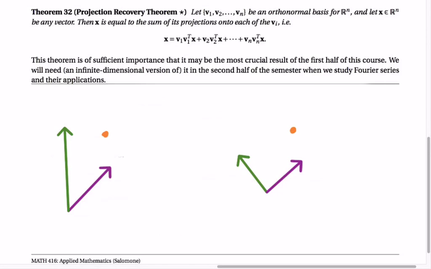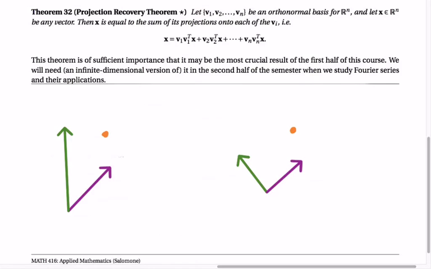As promised, this theorem, Theorem 32, the projection recovery theorem, is going to be so important that I want to make sure we don't go away for spring break before we have one more conversation about this. What this theorem says is that if I have an orthonormal basis for Rn, in other words, enough vectors that are orthogonal to one another and which span the entirety of my vector space, Rn, then when I project any vector onto each of those basis vectors and add up those projections, I get my original vector back.